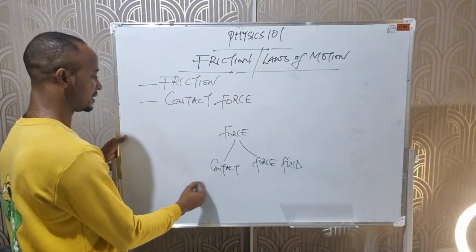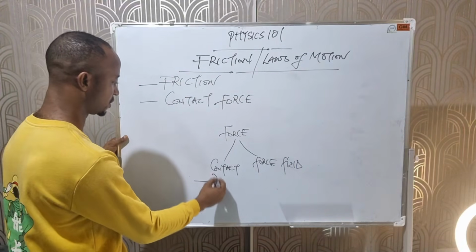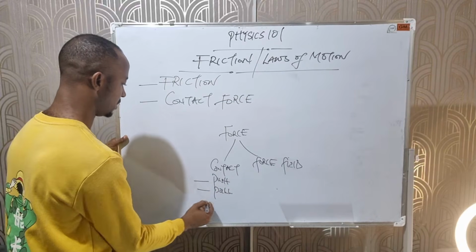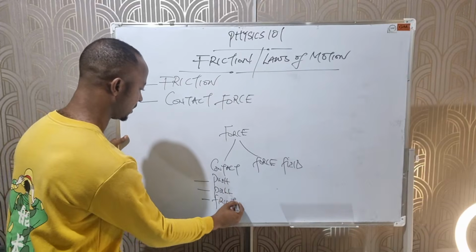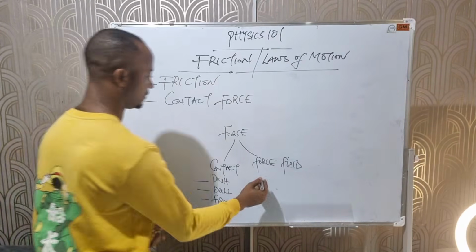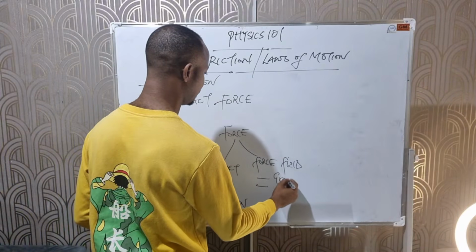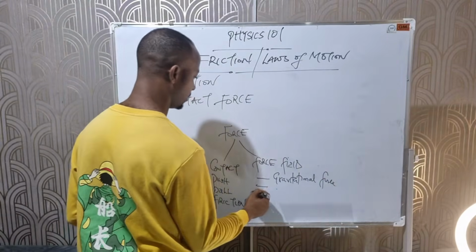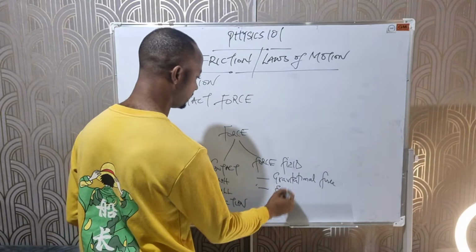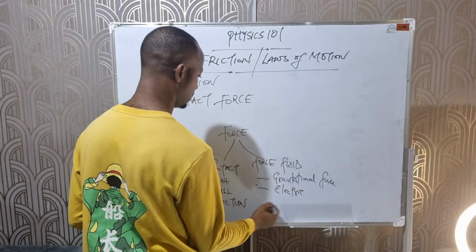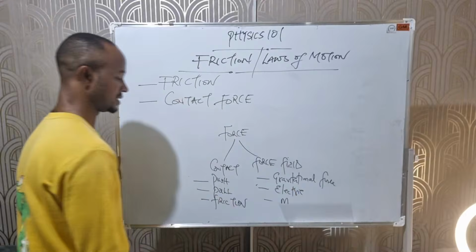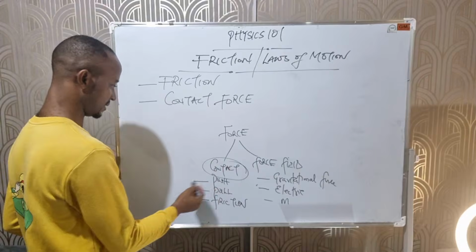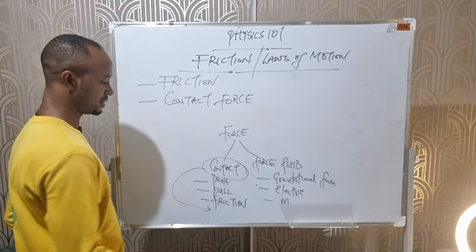Under contact force, we have a force of push, a force of pull. Then we have friction. Under force field, we have gravitational force, electric force, and magnetic force. So many of these, okay? But our emphasis is actually on contact force, and a good example to look at today is friction.